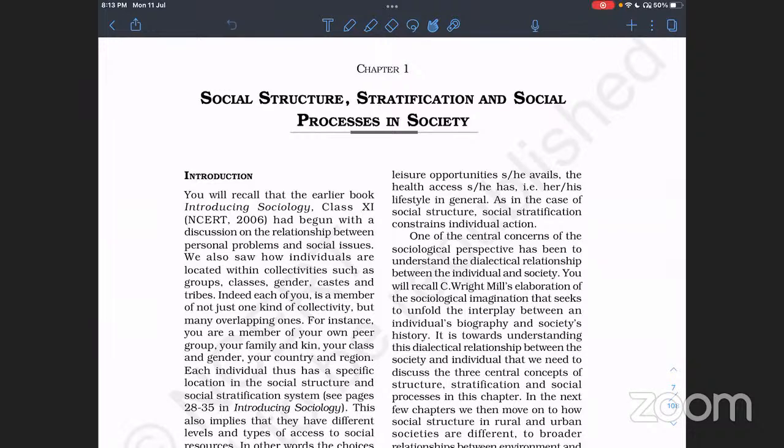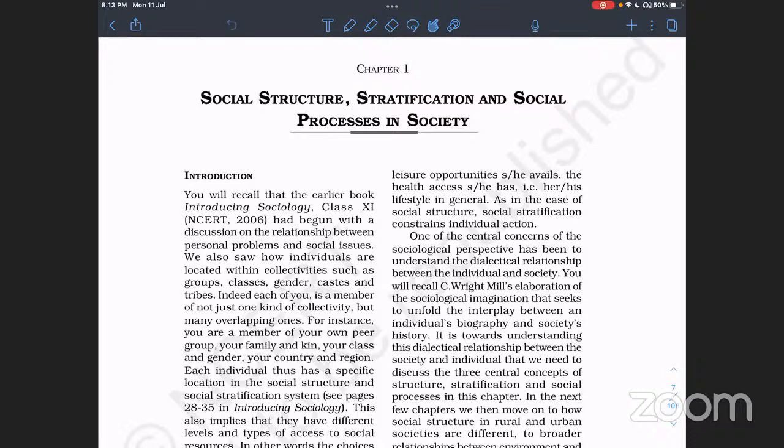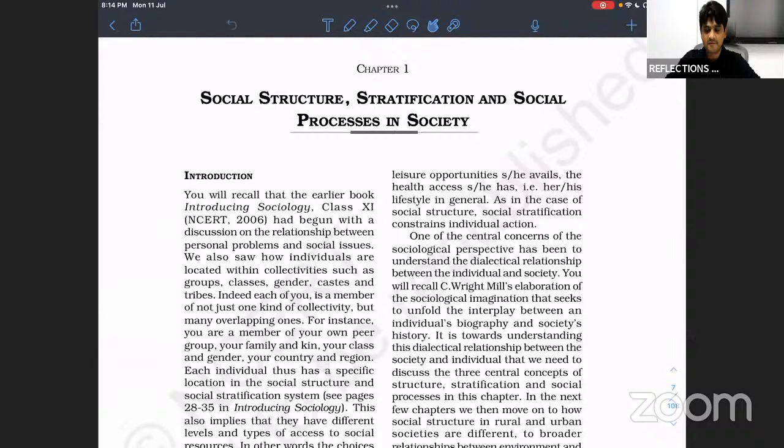So what is social structure? On its face, it might seem like a very simple and easy to understand term. But many students, even those writing mains, when we ask them what is social structure, find it difficult to tell about it. Simple, no? Structure. And what is structure?